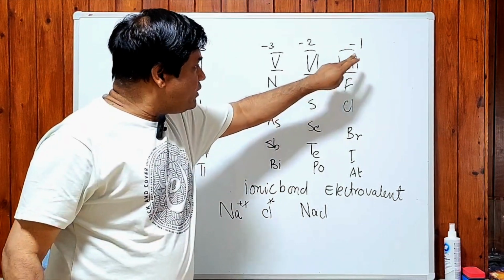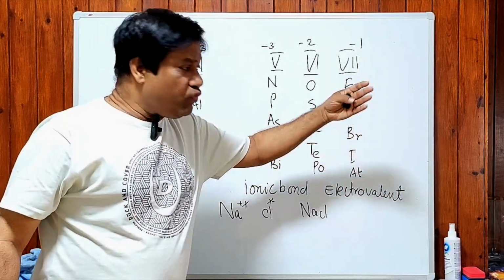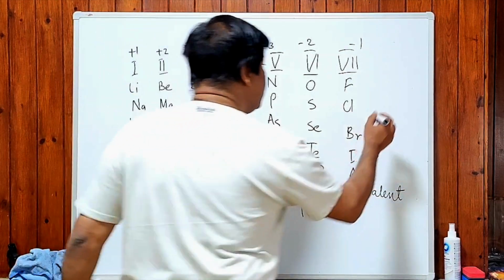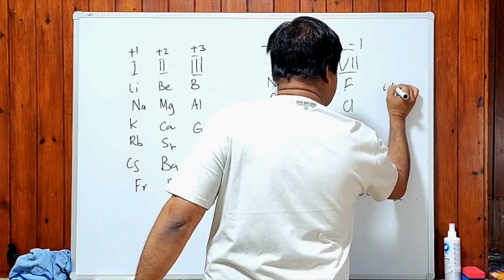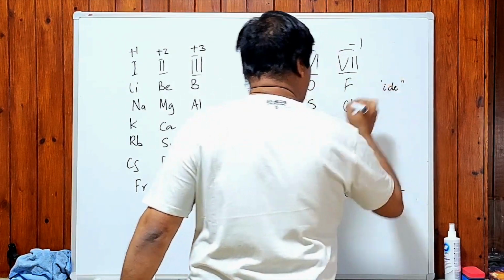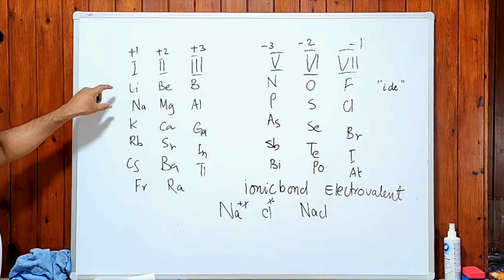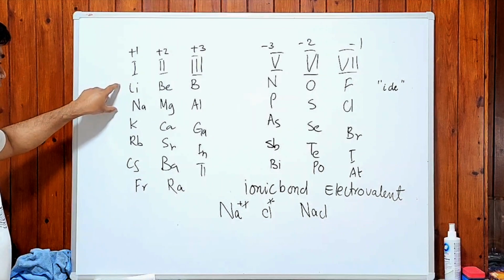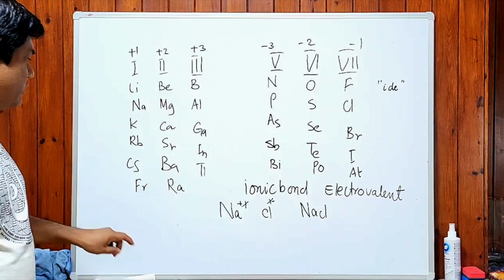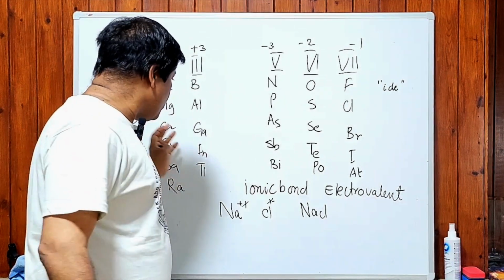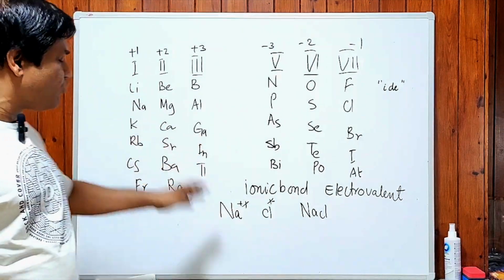And I told you, a non-metal with a negative charge always ends in -ide. I-D-E, ide. Chloride, fluoride, oxide. Now, we can take examples of group 1 and group 7: NaCl, KCl, rubidium chloride, cesium fluoride, like this.